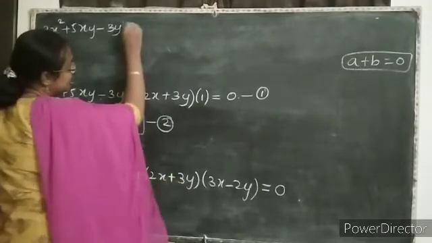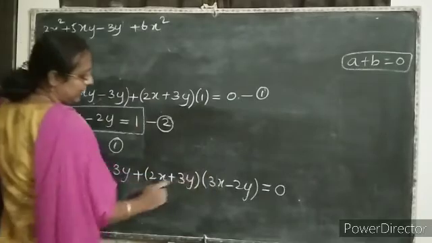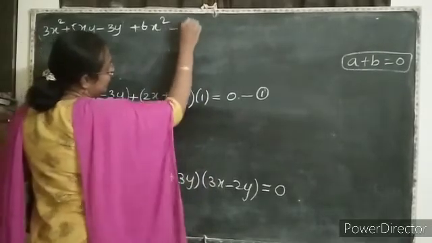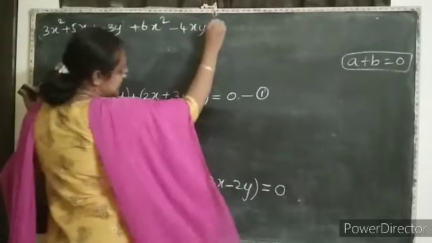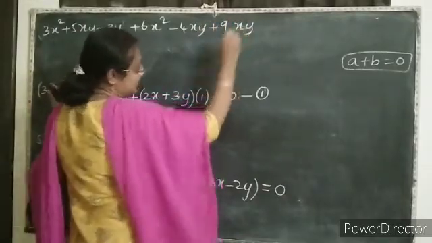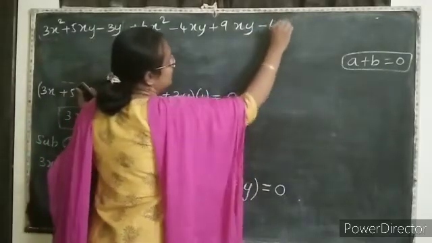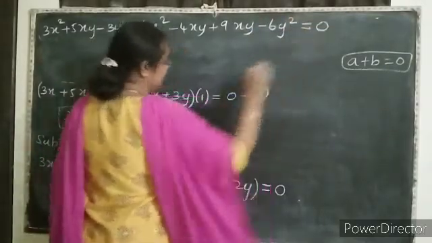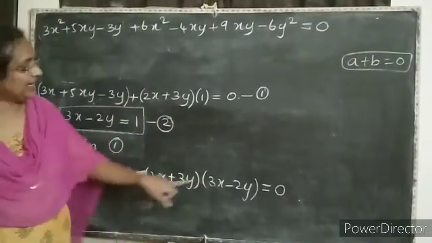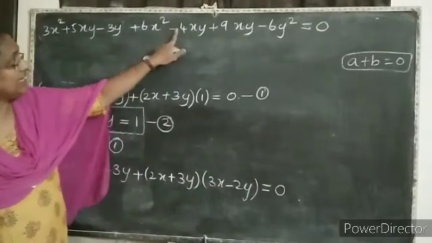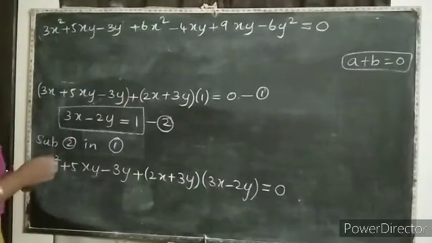2x into 3x will give you plus 6x squared. Is that right? Okay. Minus 4xy. Next one, plus 9xy. Is that right? Plus 9xy minus 6y squared equal to 0. Did you check? 2x into 3x will give you 6x squared. 2x times minus 2y will give you minus 4xy. Then 9xy minus 6y squared equal to 0.